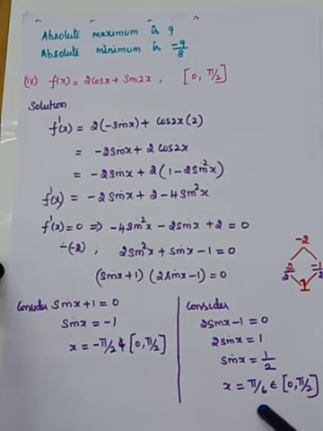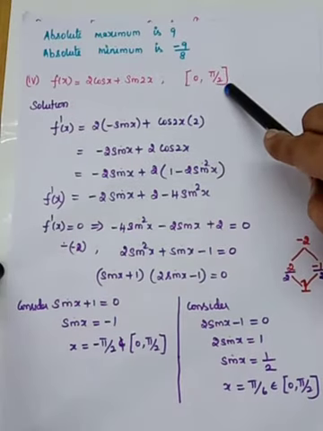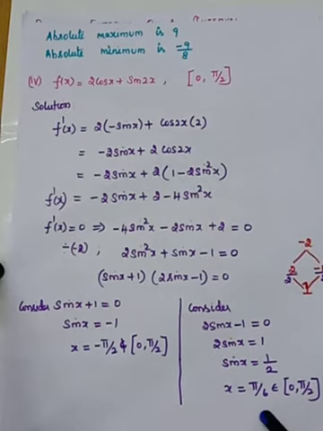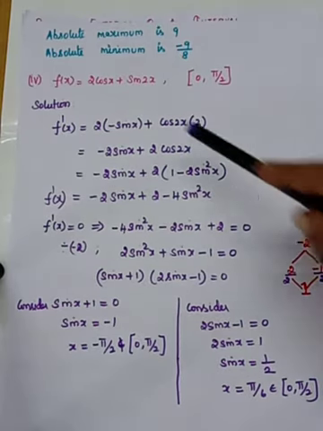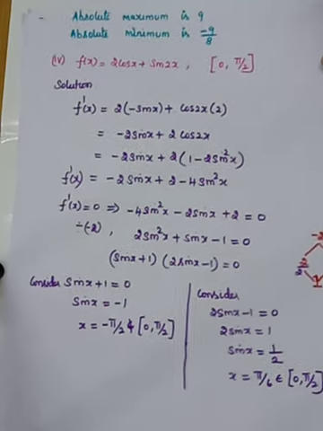And what are the results you have to take? The end points of the interval. So, you have to take 0, pi by 2 and the critical number pi by 6. All the three numbers have to be substituted in f of x. You see the substitution.